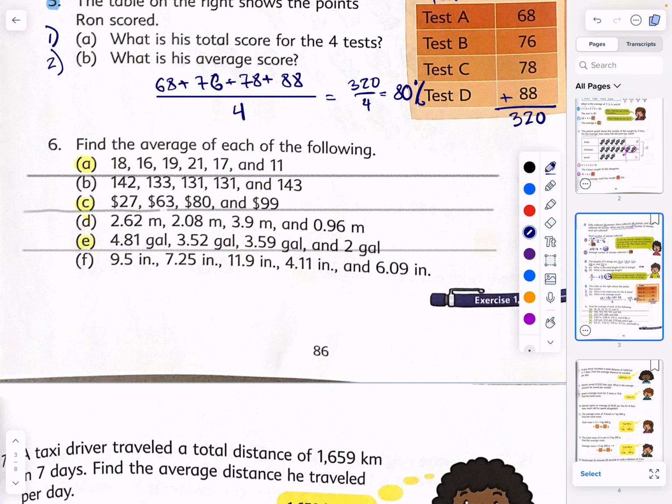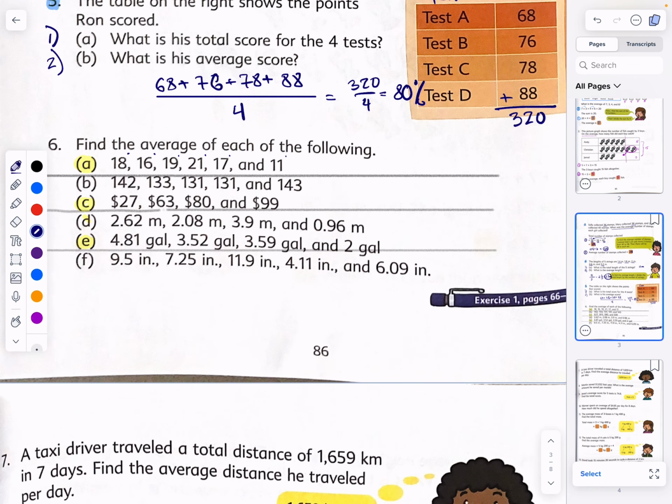So, example A, find the average of each of the following. We have some numbers: 18, 16, 19, 21, 17, 8, 11. We have 1, 2, 3, 4, 5, and 6 numbers, 6 data points. How do we find the average? Well, let me write an equation. That I'm a big fan of. Write an equation and then do the math.